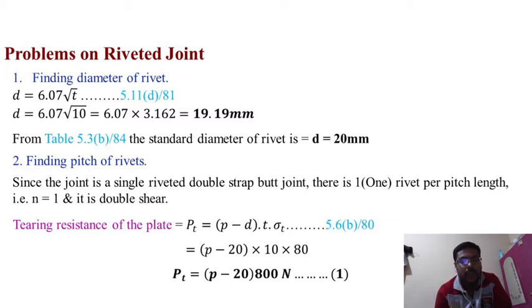Then P_T is equal to the pitch of the rivet P minus 20, into the thickness of the plate, 10 mm, and sigma_t is equal to 80. Therefore the tearing resistance P_T is equal to (P minus 20) into 800 newtons. This is equation number 1.